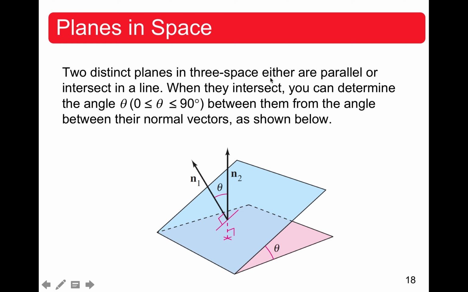Okay, so 2 distinct planes in 3-dimensional space are either parallel, or they intersect in a line. This is a picture here where we have the pink plane and the blue plane, and they're intersecting at this line right here. When they intersect, we can determine the angle of intersection by using their normal vectors. The angle between the normal vectors, where n2 is for the pink plane and n1 is for the blue plane, is going to tell us the same angle between the 2 planes.